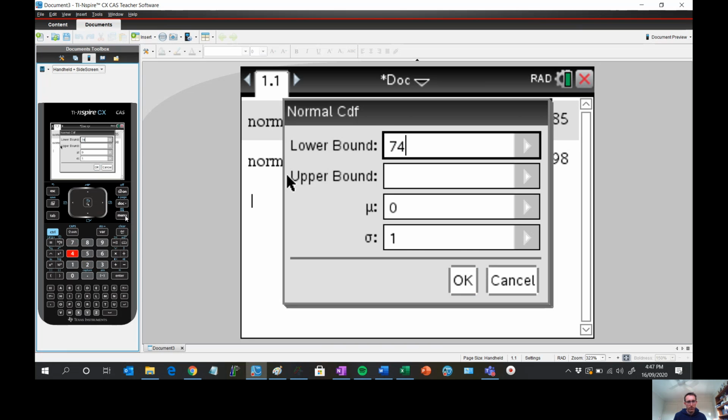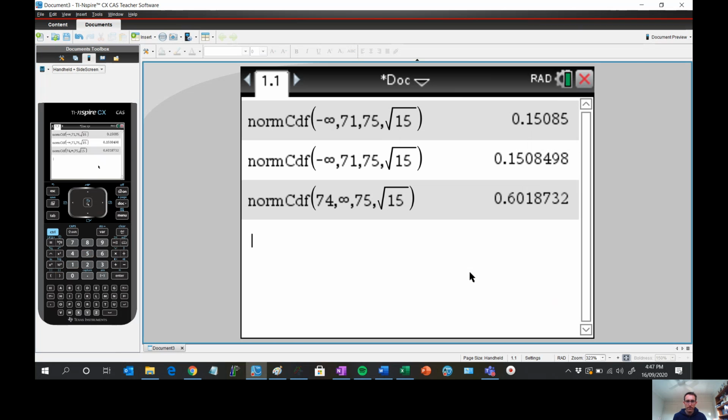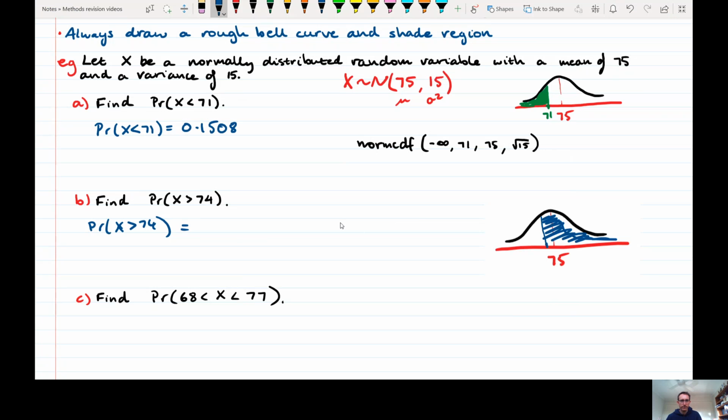So 74 up to infinity, 75 and then square root of 15. There we go, that's better. And we get 0.6019. Now that makes sense because the mean and up is 0.5 and 74 is a bit less than the mean, so that makes sense.